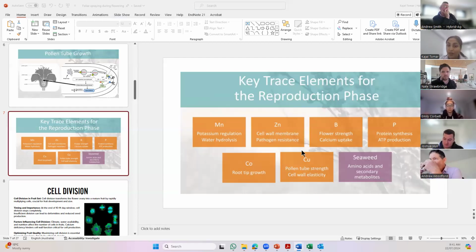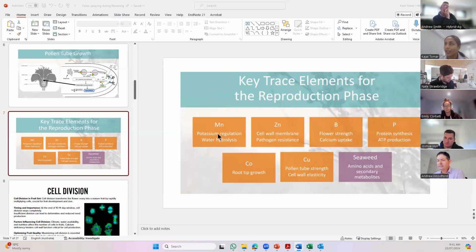Copper is very important for the pollination process, as it is required for pollen tube formation and cell wall elasticity. Then we've got seaweed, which is not necessarily a nutrient itself, but it's a source of available plant nutrients and a source of secondary metabolites that I guess helps with triggering a bit of metabolites in the plant itself.